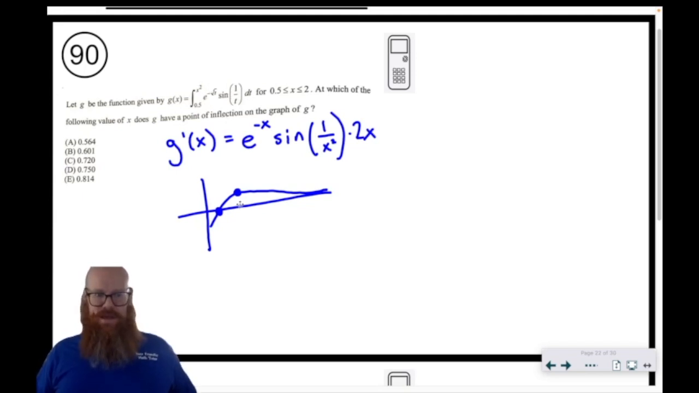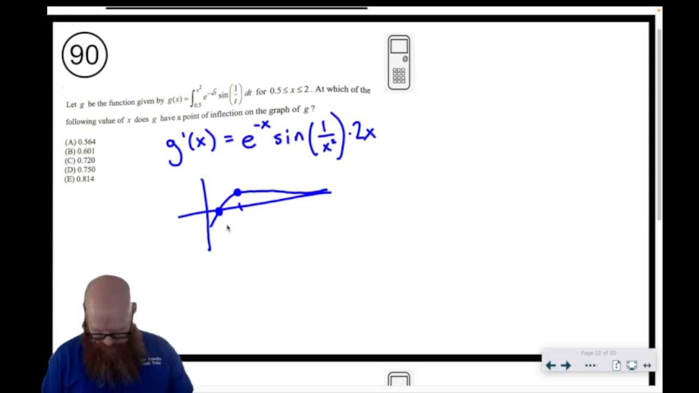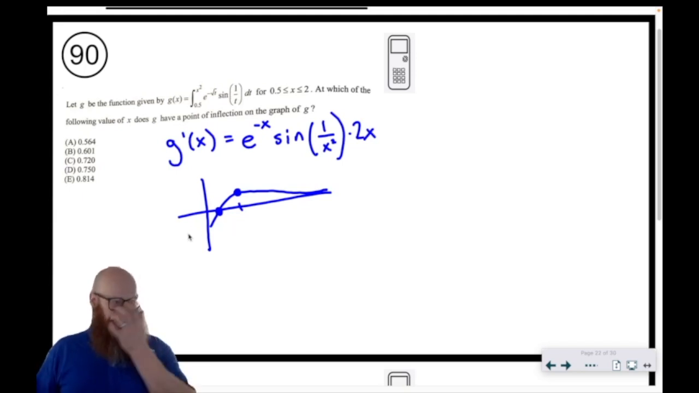All right, so I need to find this point. This is just the max value. So I'm going to go to second calc maximum, and I'm going to move my cursor so that my left bound is on the left side of that, and my right bound is on the right side of that. And it should give you 0.814. So I put left bound here, right bound there, and it told me that this value was 0.814.